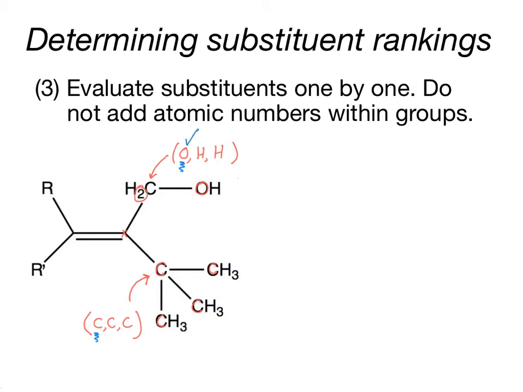So this top one actually would be the high priority, and this bottom one would be the low priority, even though it might look like it has a higher priority. We're not adding together the atomic numbers. We're just looking for that first point of difference, which means oxygen outranks the carbon.